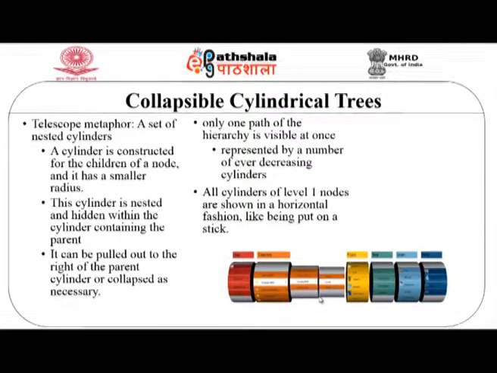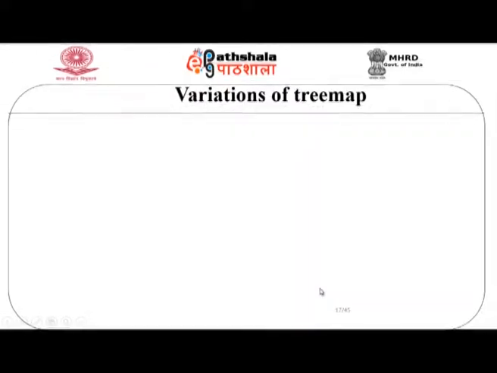These kinds of cylinders can be pulled out to the right of the parent cylinder, or collapsed inside the parent cylinder, whichever is necessary. Only one path of hierarchy is visible at a time, and it is represented by a number of ever decreasing size cylinders. All the cylinders of level 1 nodes are shown in a horizontal fashion, like being put onto a stick. So here we can see the various levels of cylinders with the various radii, which can be put inside one another. Thereby it is also called collapsible cylindrical trees.